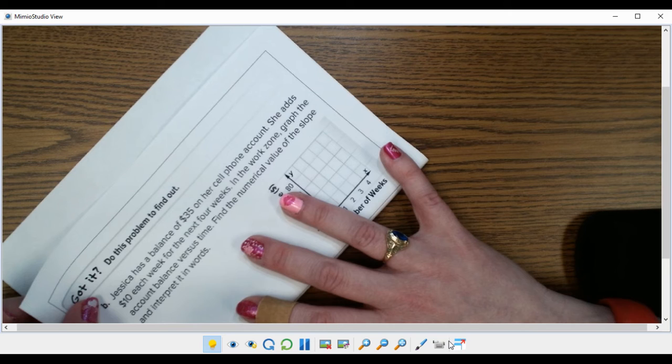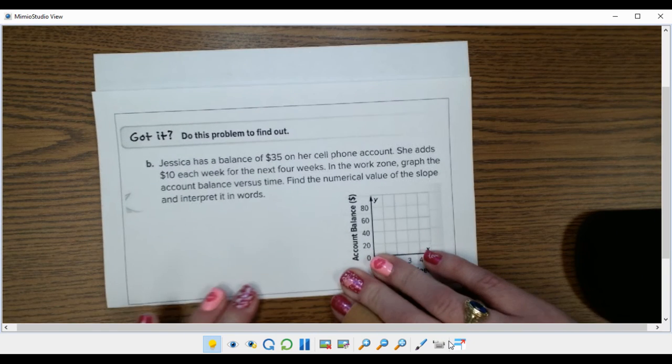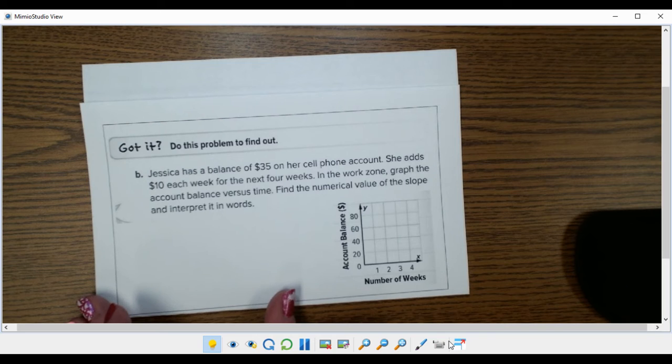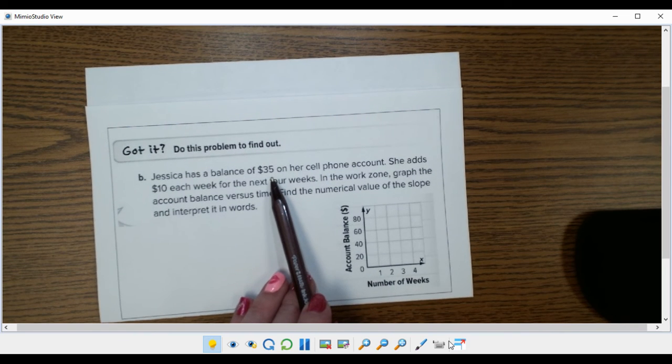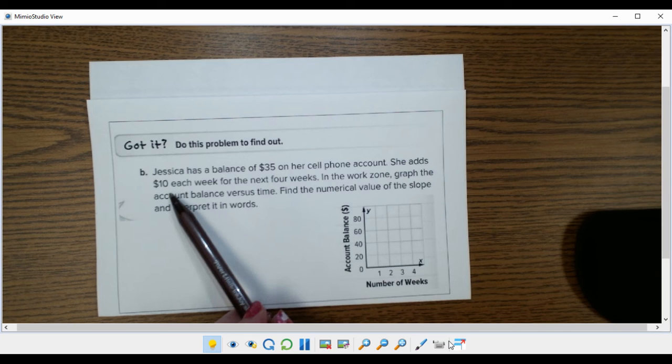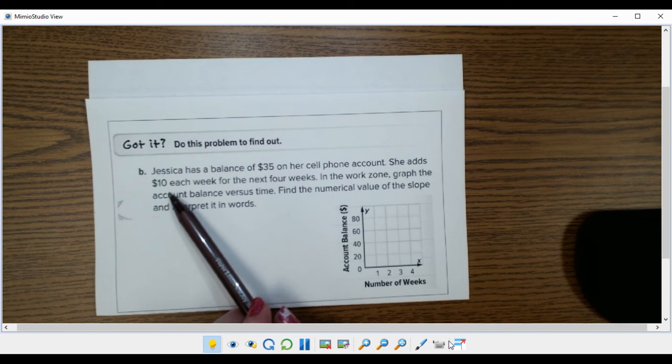Jessica has a balance of $35 on her cell phone account. She adds $10 each week for the next 4 weeks. Now, I need to explain this to you. Back in the day before Unlimited, you used to have to buy minutes. So she has $35 to spend. It's almost like a gift card or like a debit card. So you put the money on and then you use it, and then you have to put more money on if you want to make more phone calls. That's what they're talking about here. This is an old school problem. So she has $35 on her cell phone account that she's allowed to spend and make calls with. Then she adds $10 a week for the next 4 weeks.